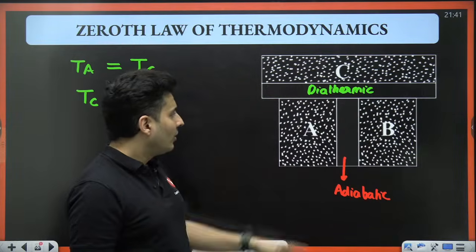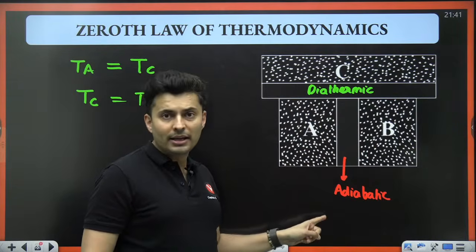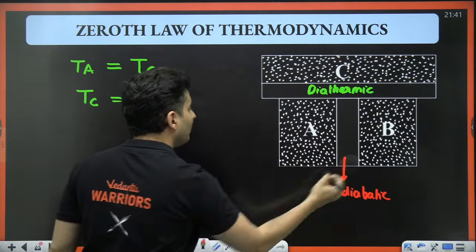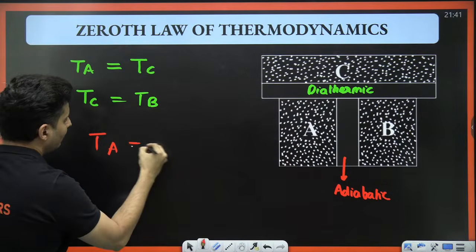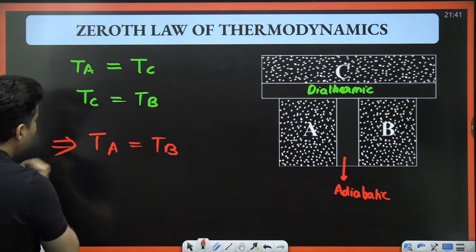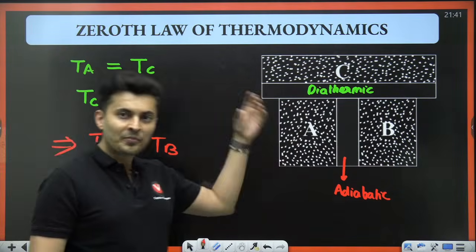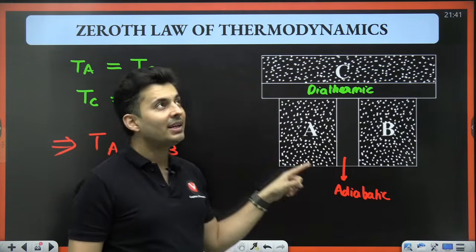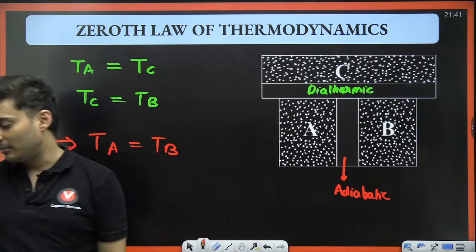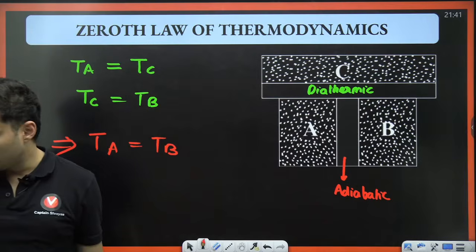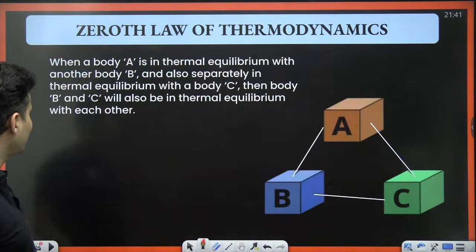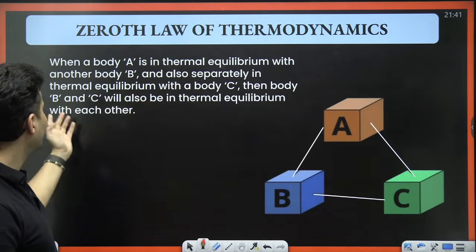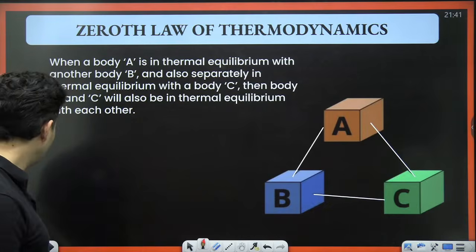Eventually. So between A and B there is an adiabatic wall. But even then I can say with surety that the temperature of A is equal to the temperature of B. It implies. I don't even have to check it. It will be true. If this is this and this is this, then these two will also be equal. That is your zeroth law of thermodynamics. Very, very straightforward. That's all it says. When a body is in equilibrium with another body and is also in equilibrium with a third body, then those two will also be in equilibrium with each other. That's all.